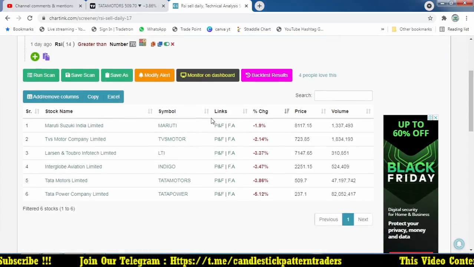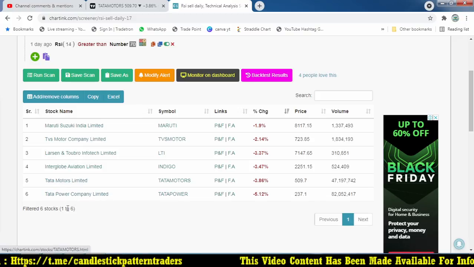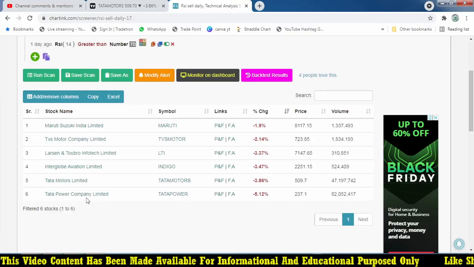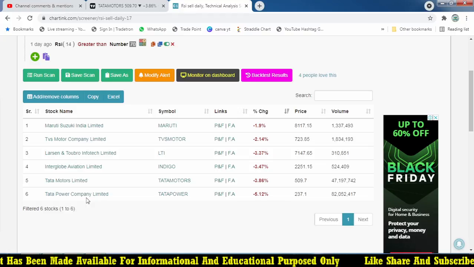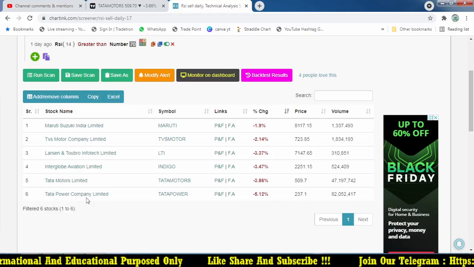Here there are a lot of stocks. Especially yesterday I did the trade with Tata Motors and Tata Power. Why? Because these stocks are coming around 920. Maruti is coming around 950, 925, 920 is Maruti, and 925 is Tata Power and Tata Motors.